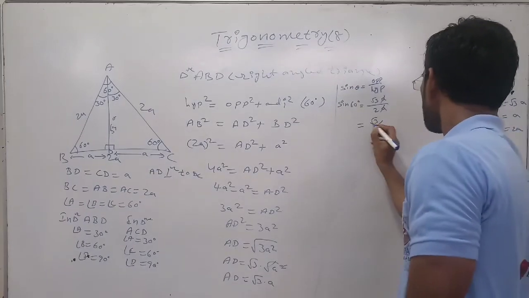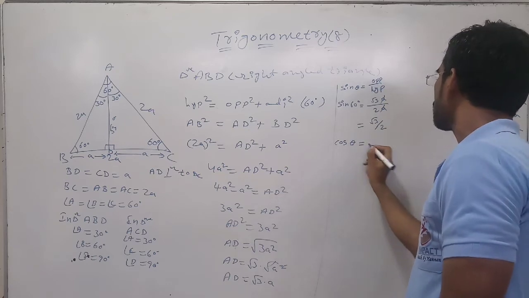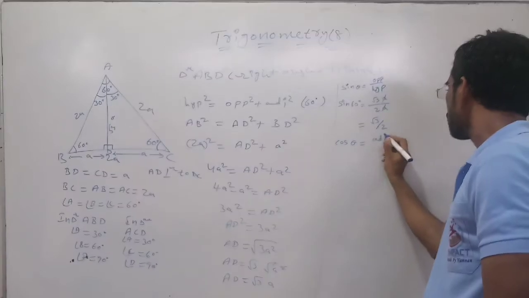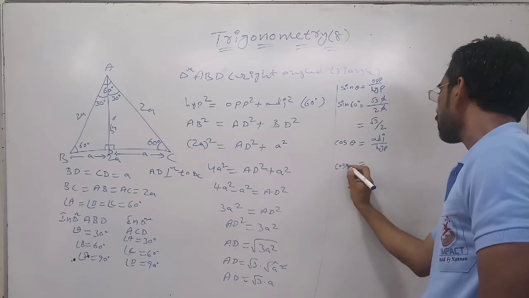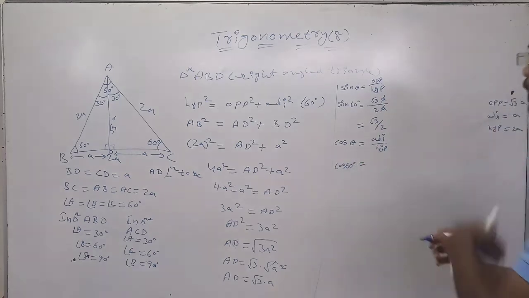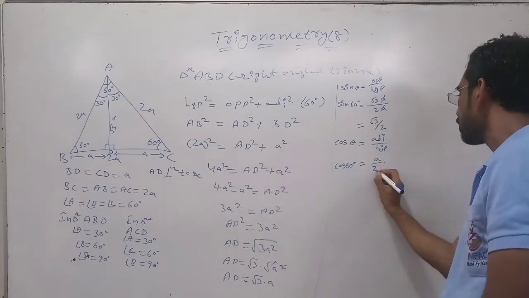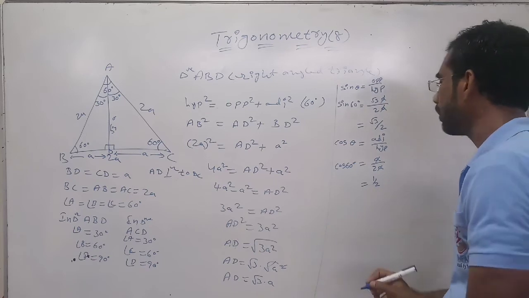Now next, cos theta is equal to adjacent by hypotenuse. What is cos 60 degrees? What is adjacent? How much did we get for adjacent here? a. By hypotenuse, how much? 2a. The a gets cancelled. Then it will be 1 by 2.